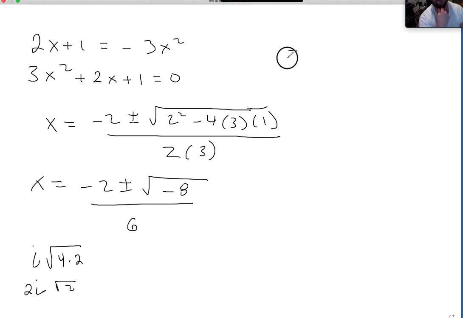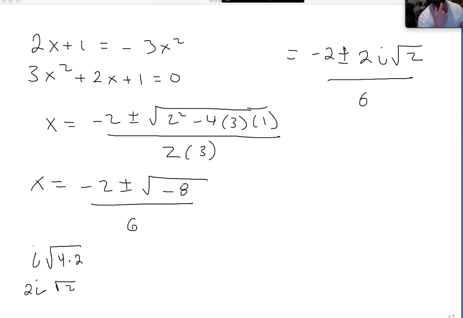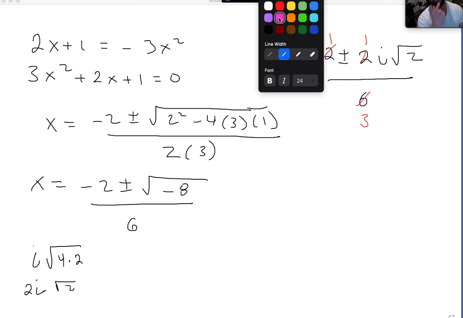So let me come back up here and then write that out. x equals negative 2 plus or minus 2i root 2 over 6. And then here, remember, if there's a number that divides into all three of those, then we can reduce that out. And 2 goes into all of them. We don't have to worry about under the radical, but the coefficients. So 2 goes into 2 once, 2 goes into 2 once, and 2 goes into 6 3 times.